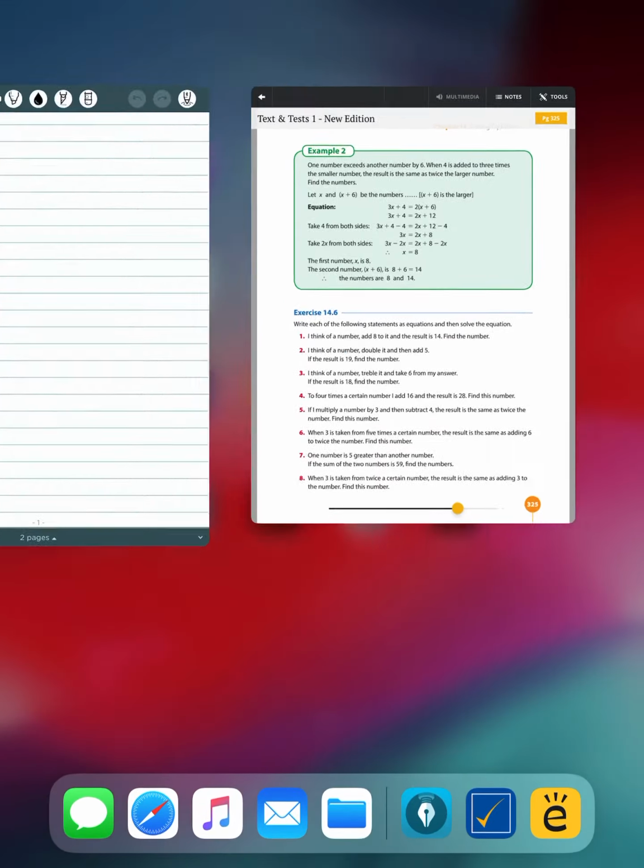So let's open up this here. So this was exercise 14.6, gents. So what I'll do is I'll do question 1 and then just do maybe another 4 of them, all right?